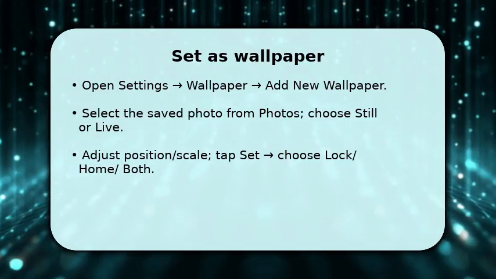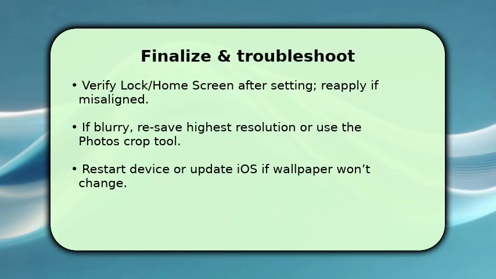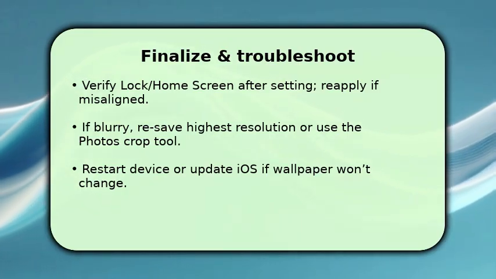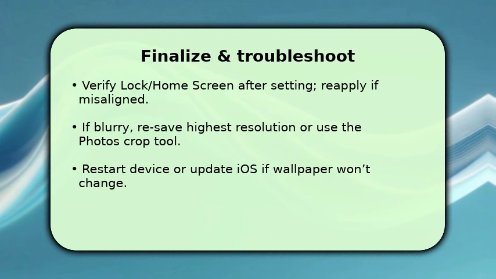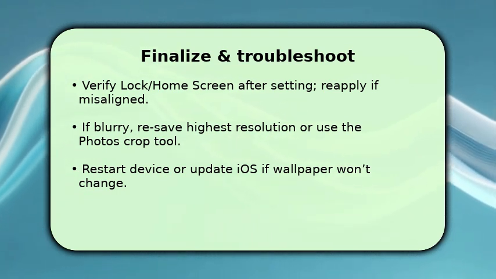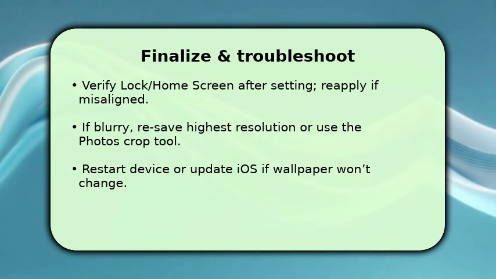Finish by locking the phone and checking both lock and home screens to confirm placement and clarity. If the image appears blurry or overly cropped, go back to Photos, resave at full resolution or crop to a 9:16 ratio before retrying. This preserves sharpness.